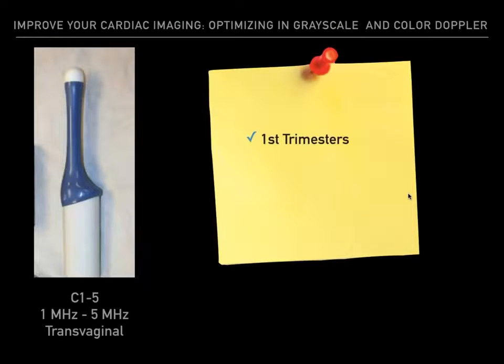A transvaginal probe may be used in the first trimester or even in the late second trimester in the event that there is a suspected fetal cardiac abnormality present, or if there is difficult imaging due to an increased maternal body habitus. This actually allows you to increase the imaging depth and provide optimal imaging, especially for early cardiac screening.